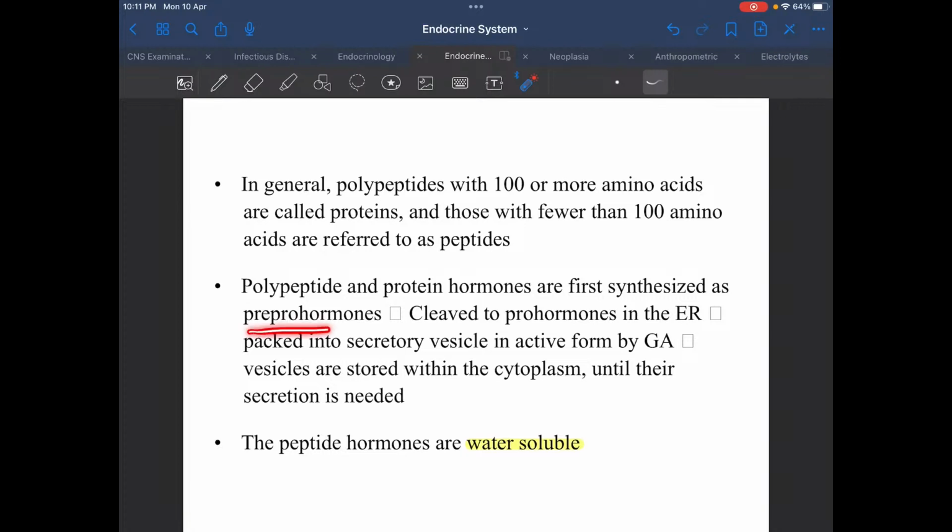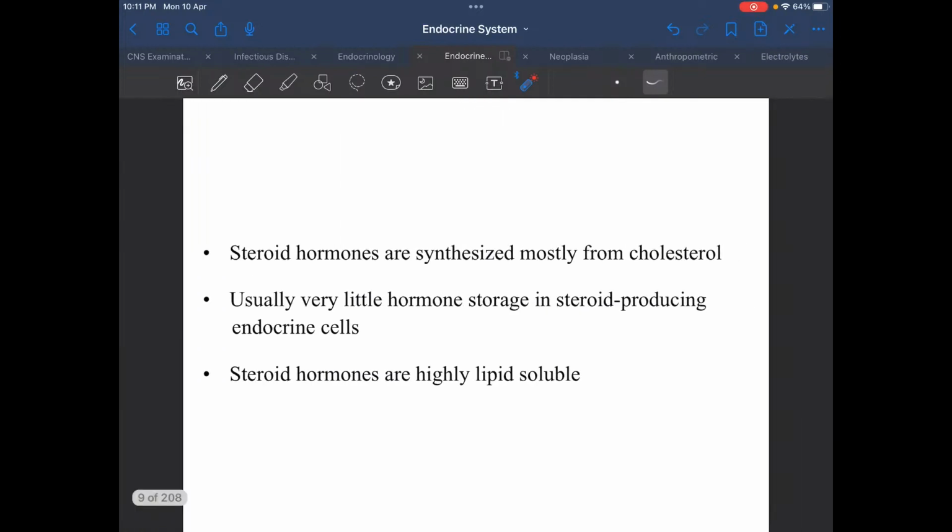So first they are pre-pro hormones, they cleave to pro hormones in the ER. What was removed from them? The signal peptide is removed. Okay? The signal peptide is removed, and then they're packed into secretory vesicles. Okay? So that is the thing for polypeptide hormones.